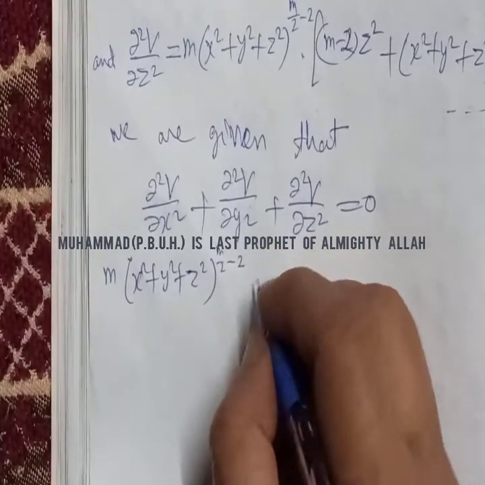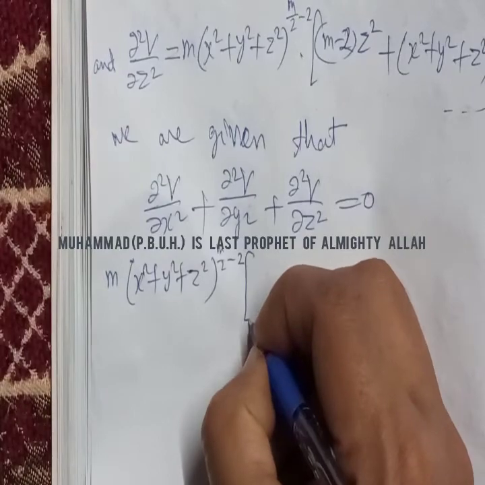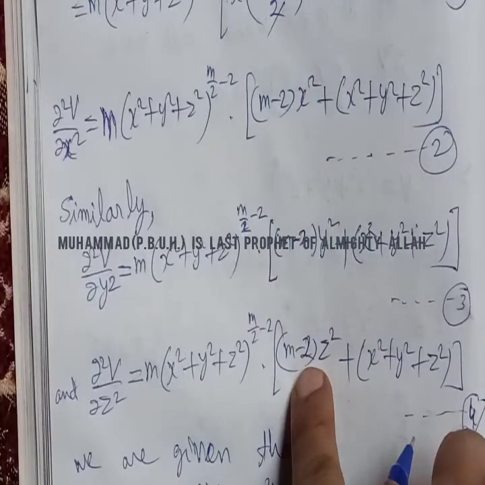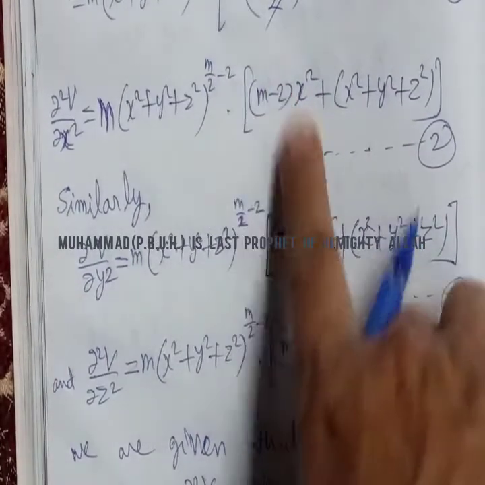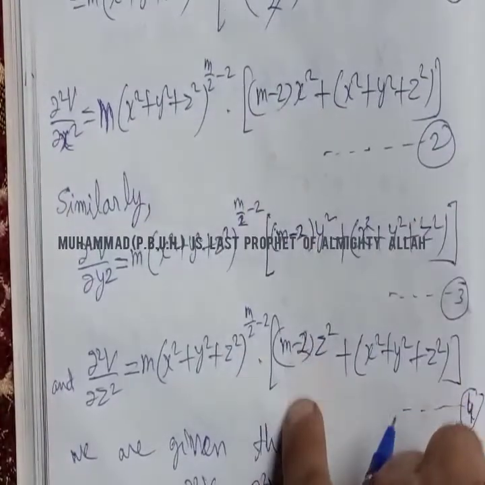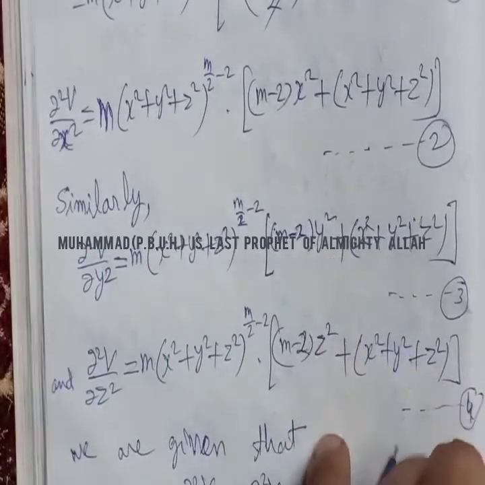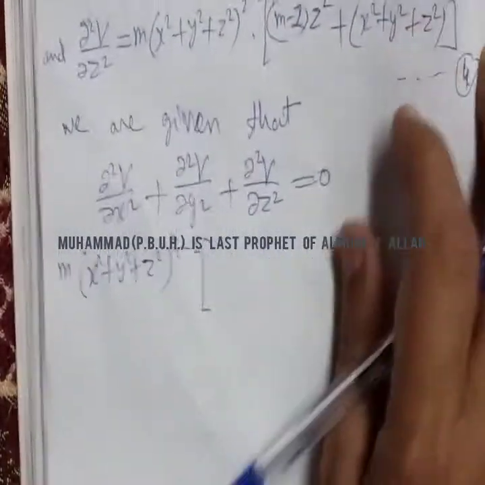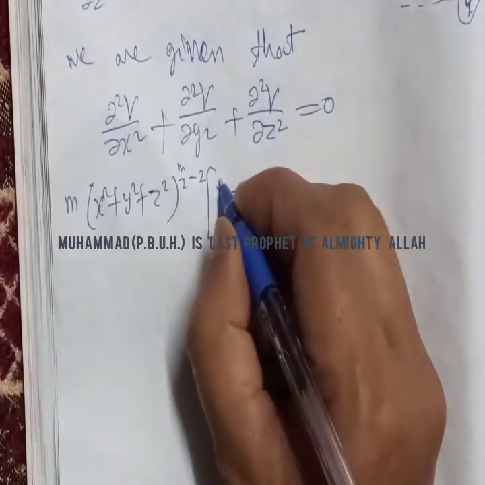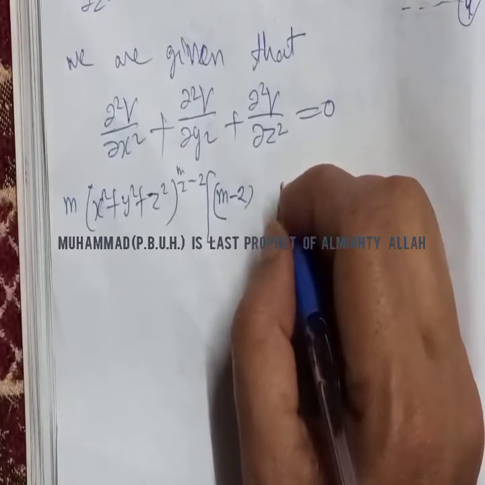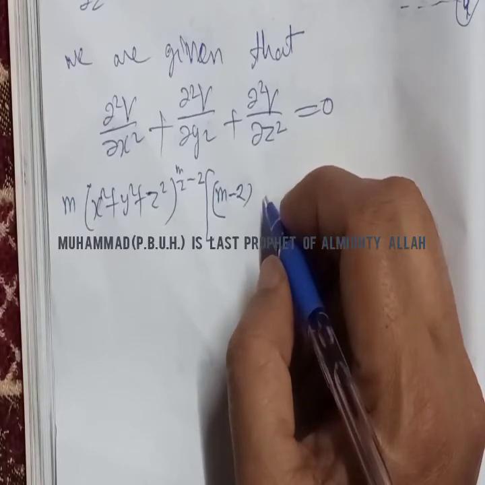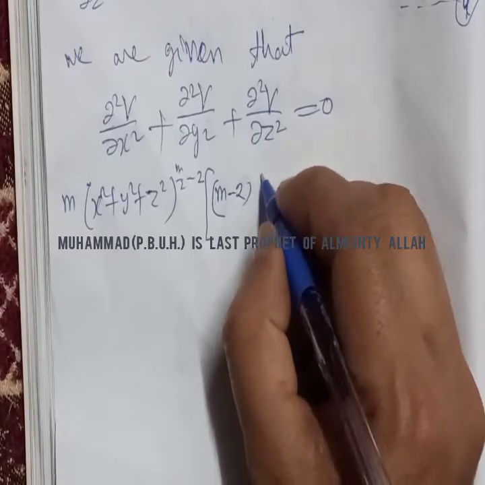minus 2, and after it we also add these terms in brackets. In these terms also m minus 2 is common, so we take m minus 2 as common, we get x² plus y² plus z². If there is any difficulty in this step, you can ask me. I will provide a video and put the link in this video description.